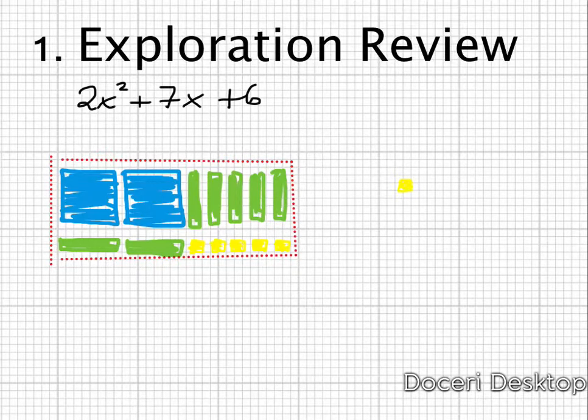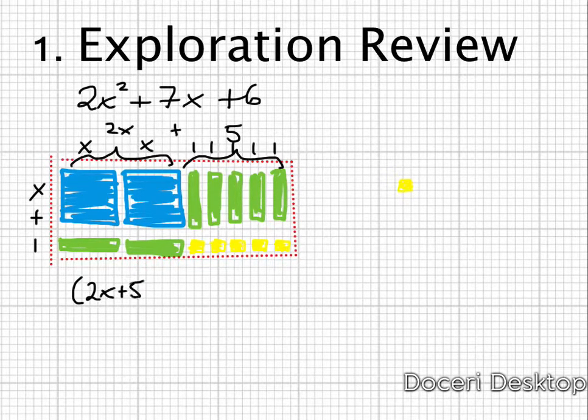How would I write this up? This gives me an x plus an x plus 1, 2, 3, 4, 5. So this is really 2x plus 5. And then I have an x on the side and a 1 here. So this is x plus 1 on the side. So this representation is 2x plus 5 times x plus 1.